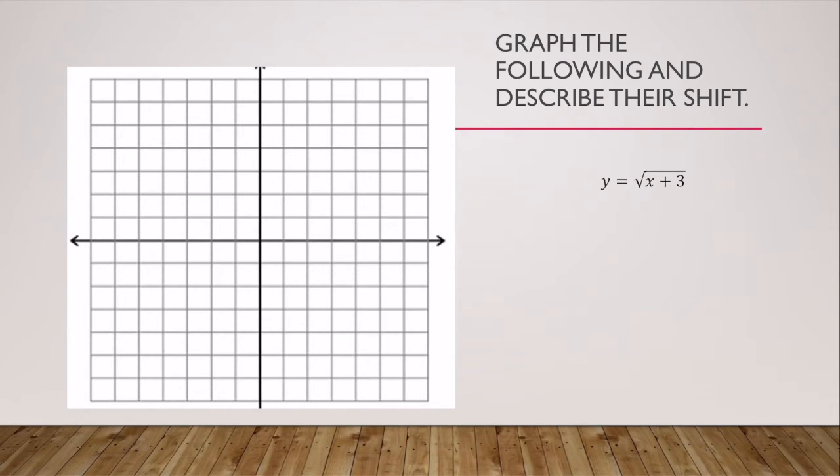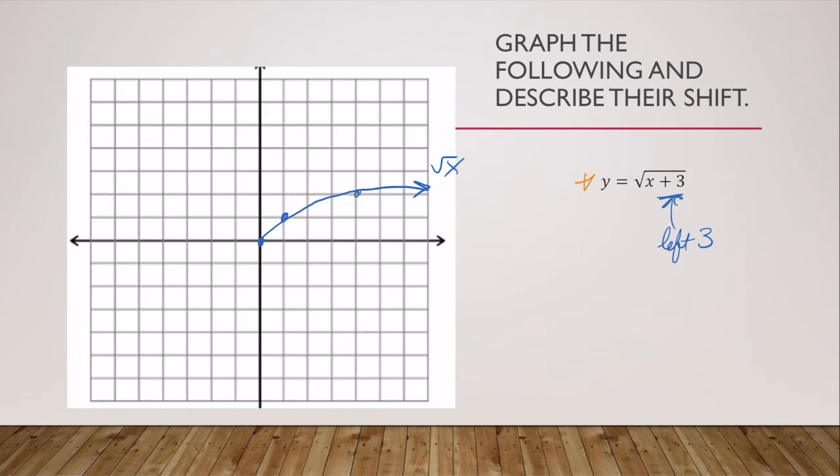So in this example, we have y equals the square root of x plus 3. So its parent function is a radical function. Let's sketch our most basic radical function. So when x is 0, y is 0. Square root of 1 is 1. Square root of 4 is 2. So here's our most basic radical function. Now this graph is shifted left 3. So even though I'm adding, I'm shifting in the negative direction.